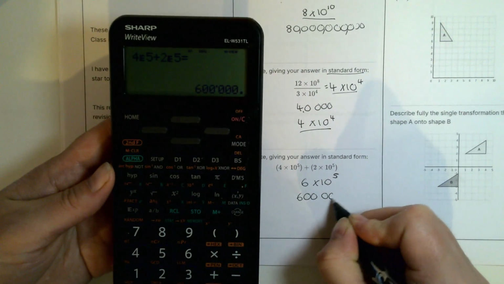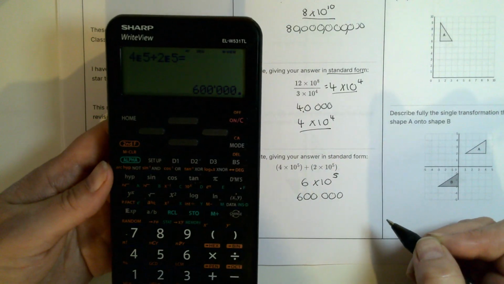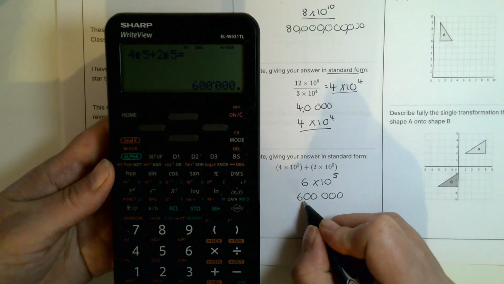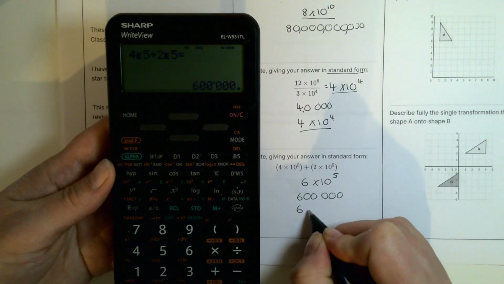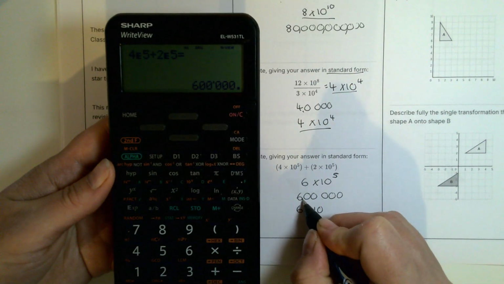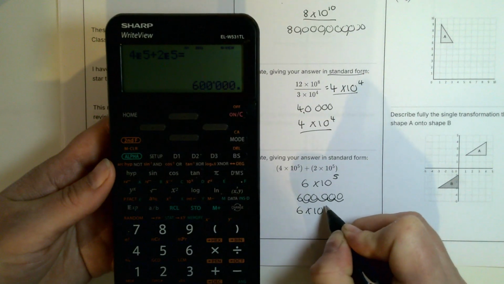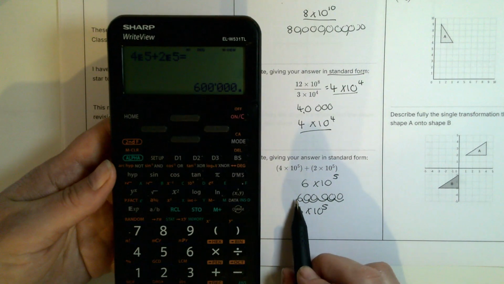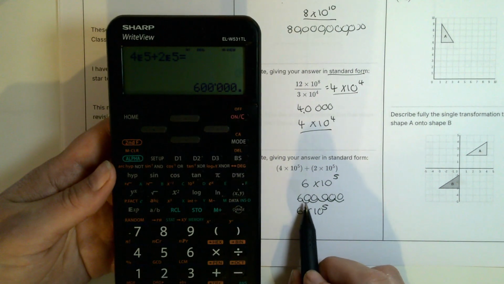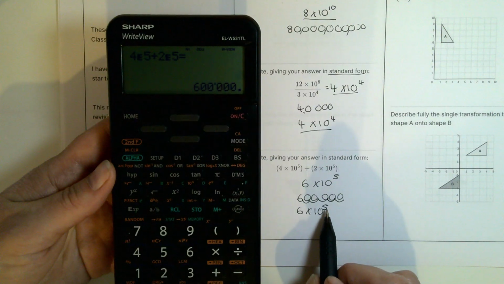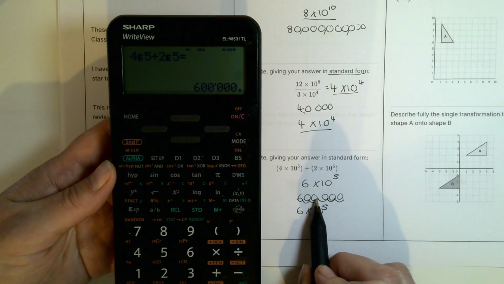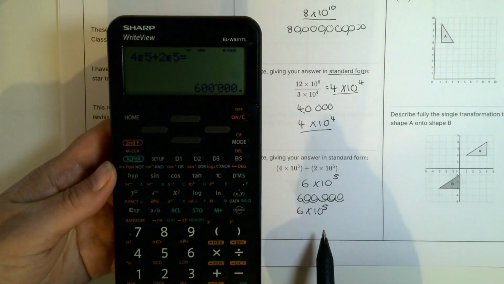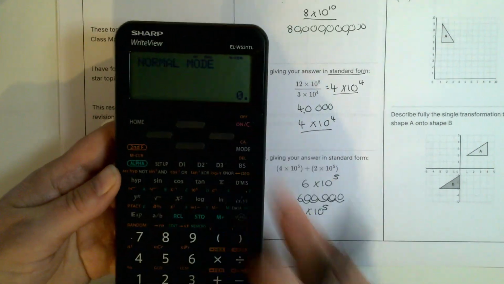Your calculator has given it as an ordinary number. Pop that into standard form. So the decimal would go after the 6. So 6 times 10 to the power of 1, 2, 3, 4, 5. Don't count the zeros because that's just a single number there on its own. The zeros are the power, but if that was a number and that was a number, you can't just rely on counting the zeros. Okay.